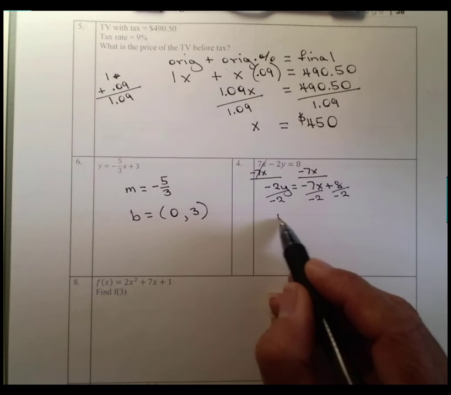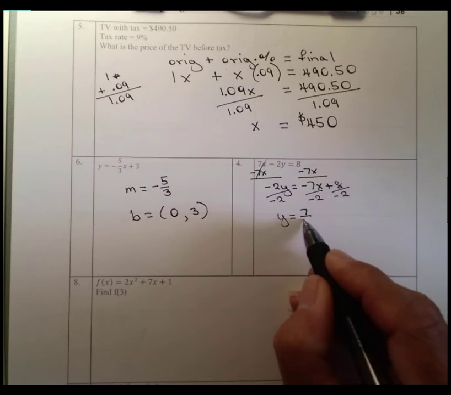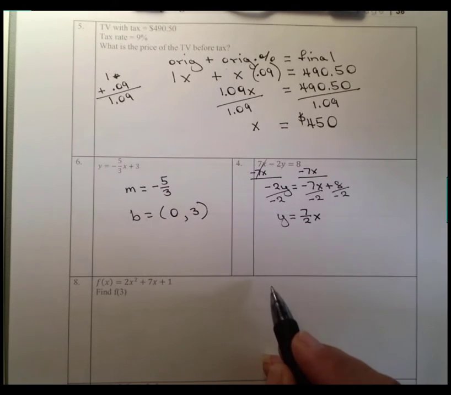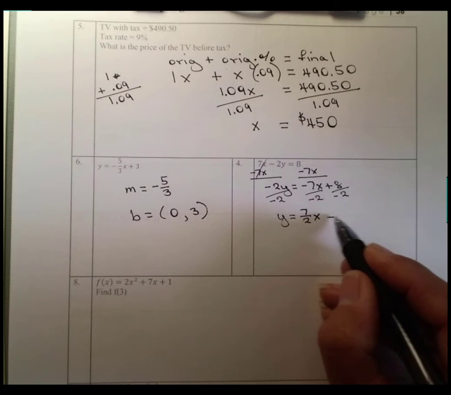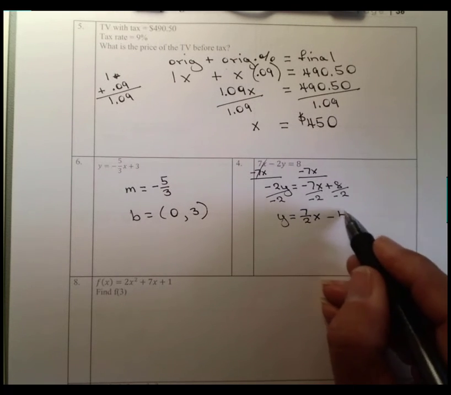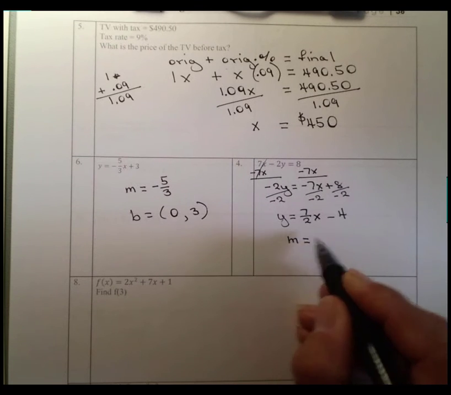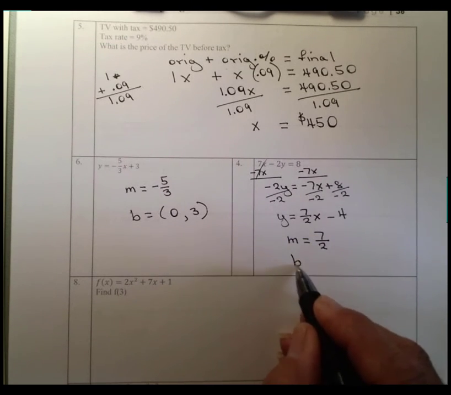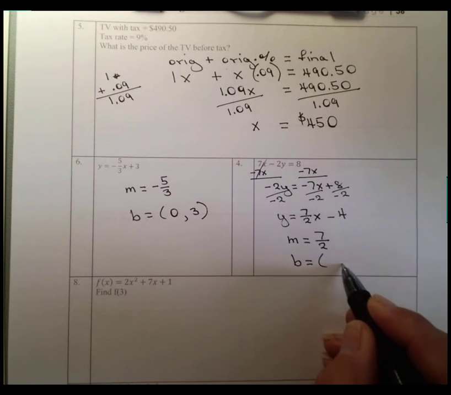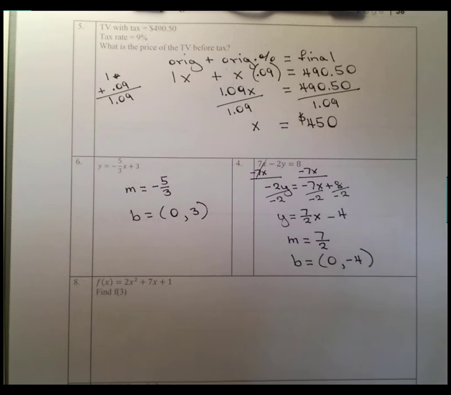And I end up with y is equal to, well, this is going to be a positive slope, isn't it? 7/2, and I'll just put it in front of the x. And that's going to be 8 divided by negative 2, which is a negative 4. So now I can identify my slope. My slope is 7 over 2. My y-intercept is going to have a y-coordinate of -4. And of course, the x-coordinate for a y-intercept is always 0.